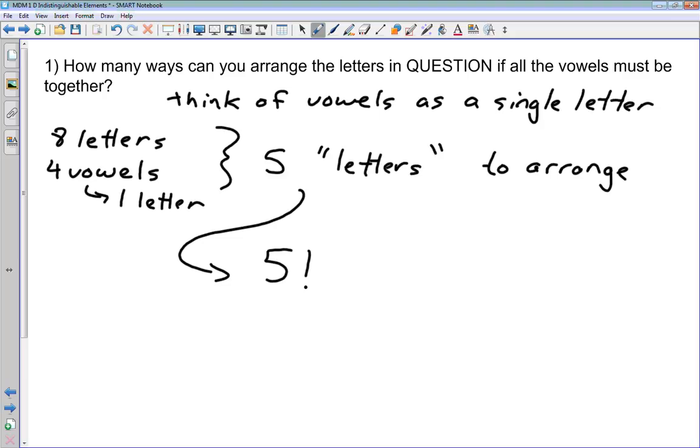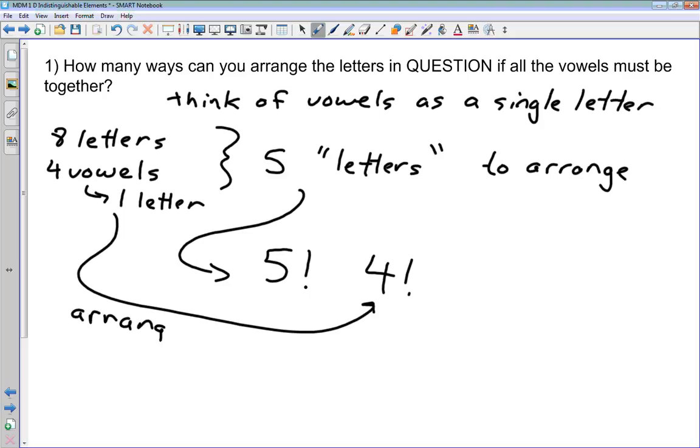Now, how many ways can we arrange these 4 vowels inside this single letter? Well, we've got 4 vowels. How many ways can we arrange them? We can arrange them 4 factorial ways. So let's say this is us arranging vowels within their little subgroup. We can arrange the vowels 4 factorial ways. We can arrange everything else, including this group of vowels, 5 factorial ways. So our total number of arrangements is going to be 5 factorial times 4 factorial.